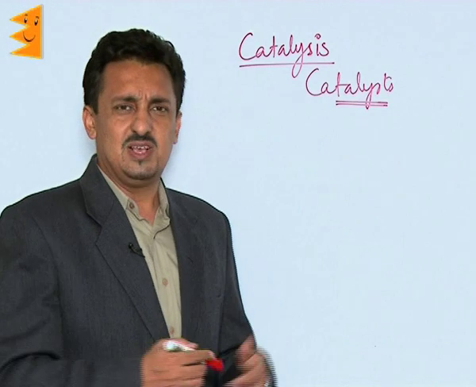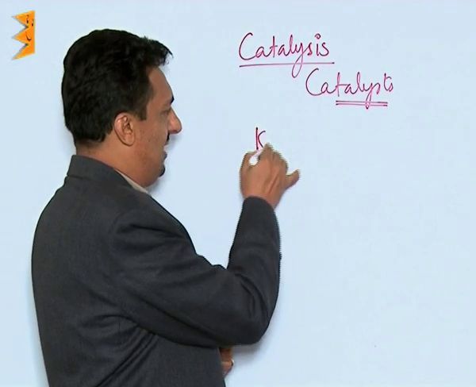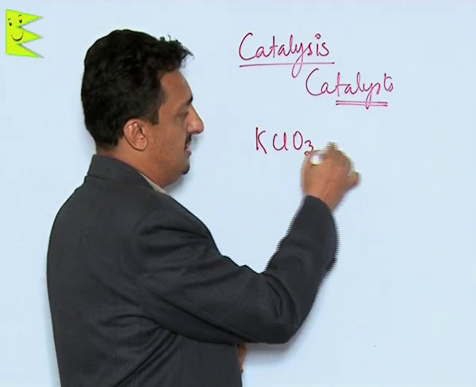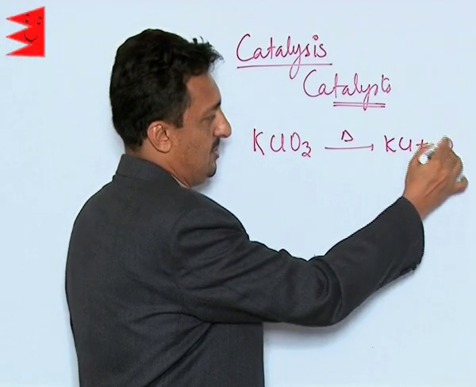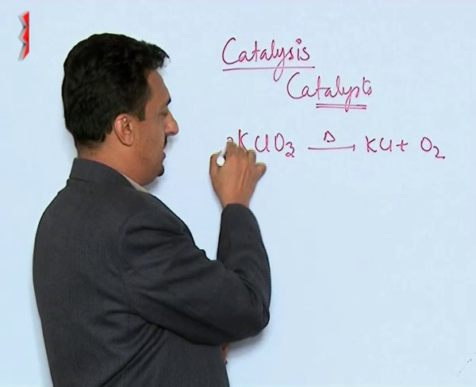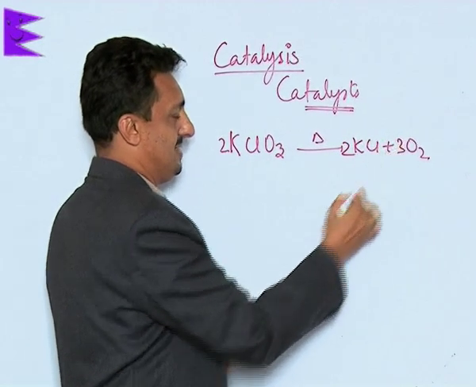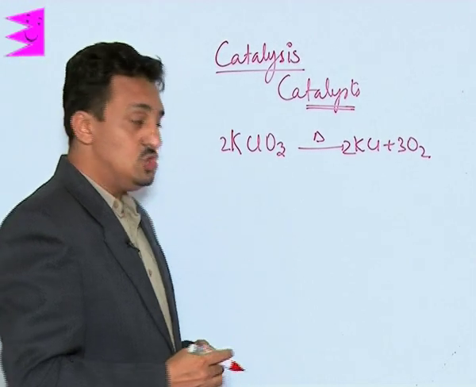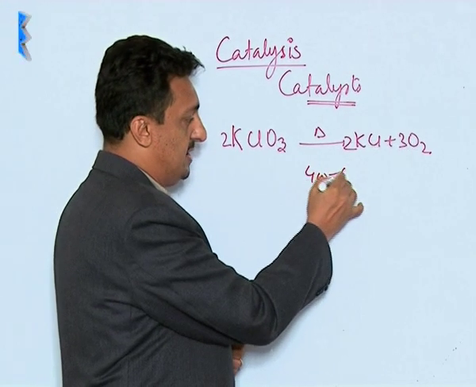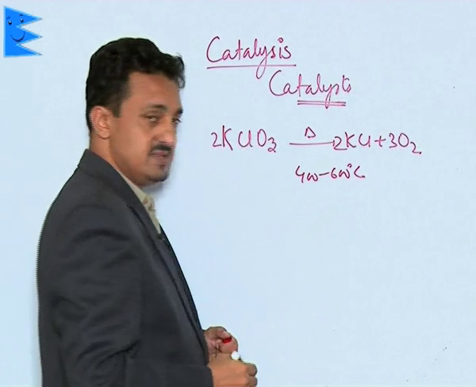We know a number of examples, like I can explain it to you like this. Potassium chlorate decomposes on heating to give you KCl and O2. We can balance this equation very easily by putting it like this. Now this decomposition takes place usually at 400 to 600 degrees Celsius.